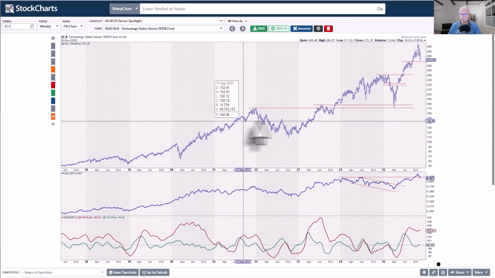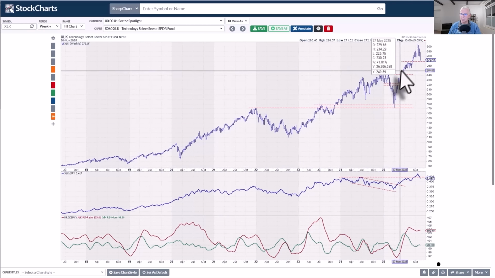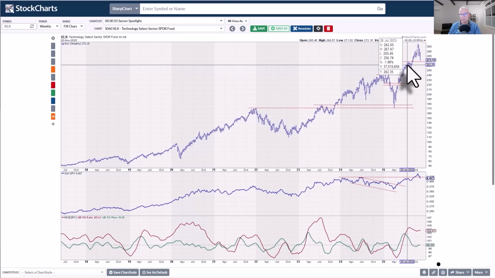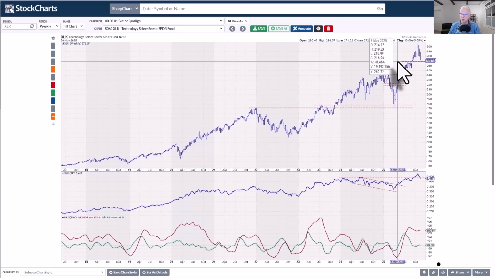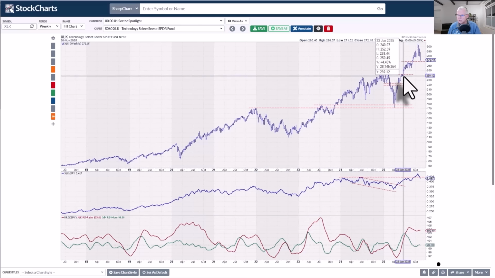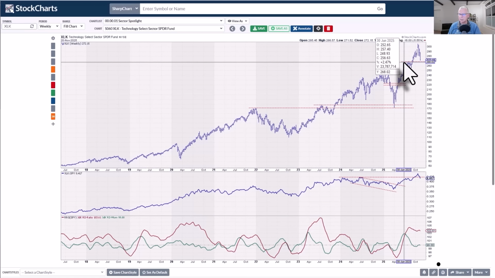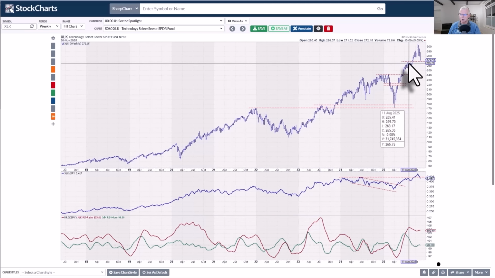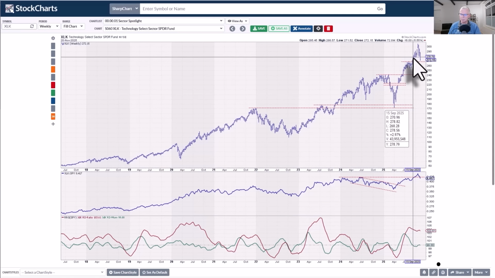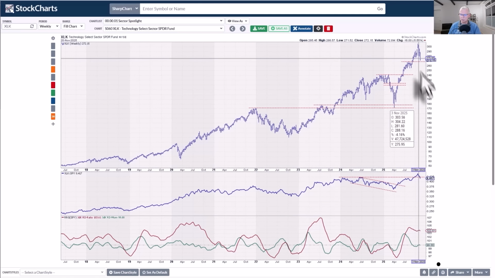Here is technology, and look at that. That's probably even worse. It is reaching the first support level, that's going to be around 270. That might be a support level where we may find a little bit of support and a little bounce. But there is definitely damage done to the price chart here.